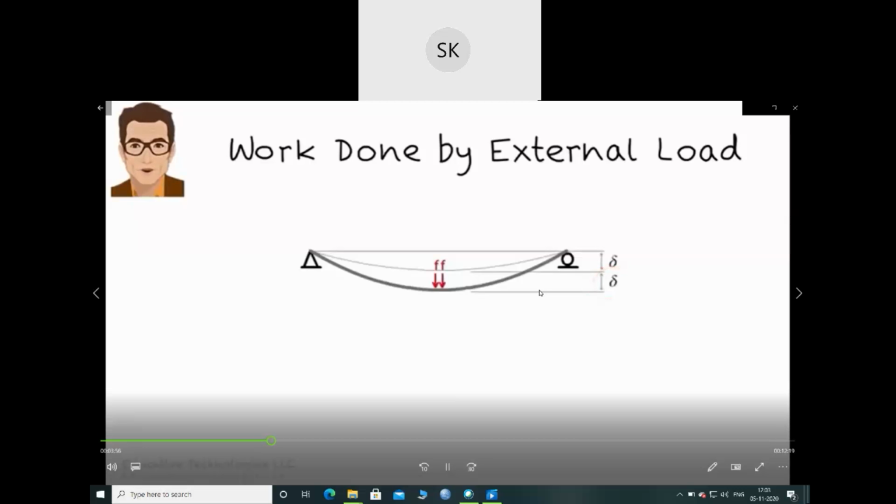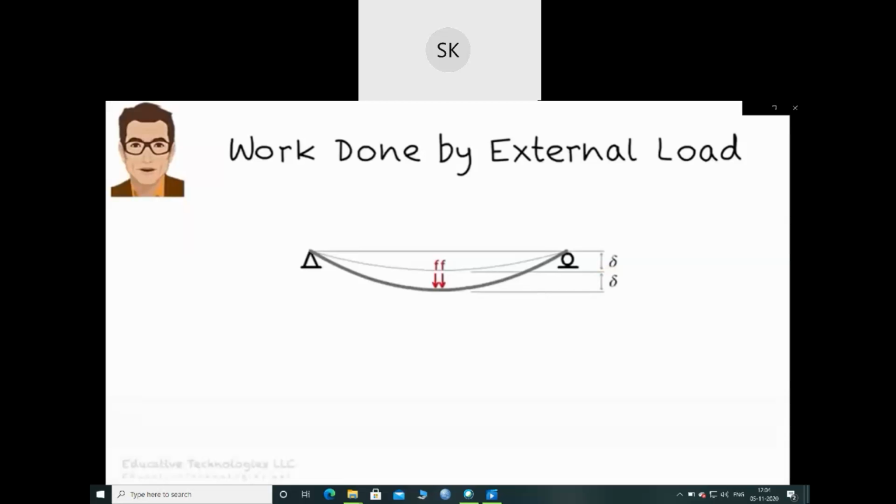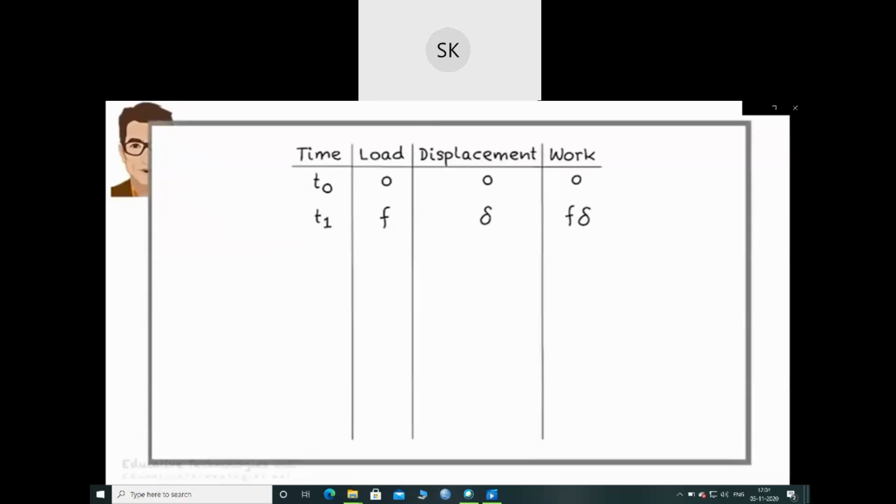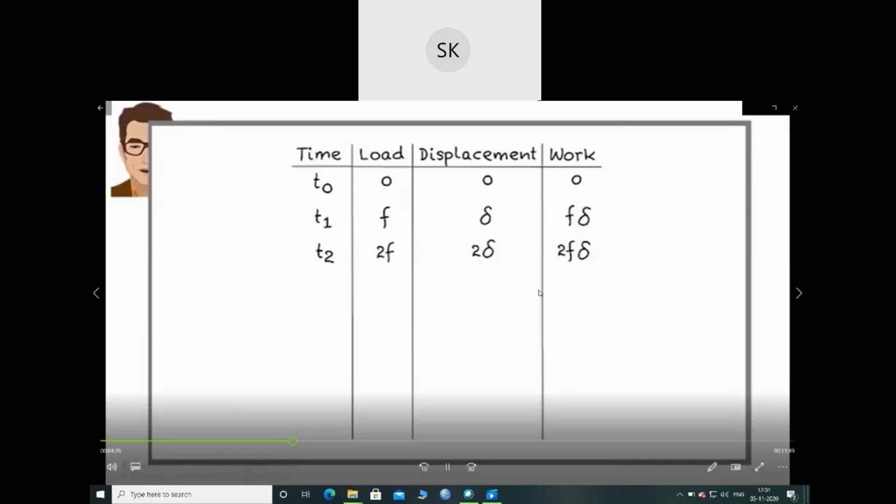But how much force goes through this displacement at t2? Examine the diagram. How many F's do you see? 2. That is, 2 F's travel through delta. Therefore, at time t2, the work increment done is 2F delta. So, let's update our table. At t2, total load is 2F, total displacement is 2 delta, and the incremental work done is 2F delta.